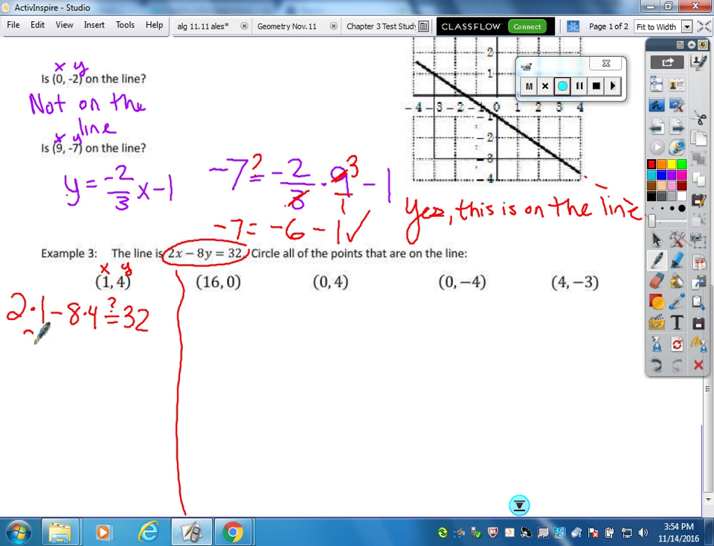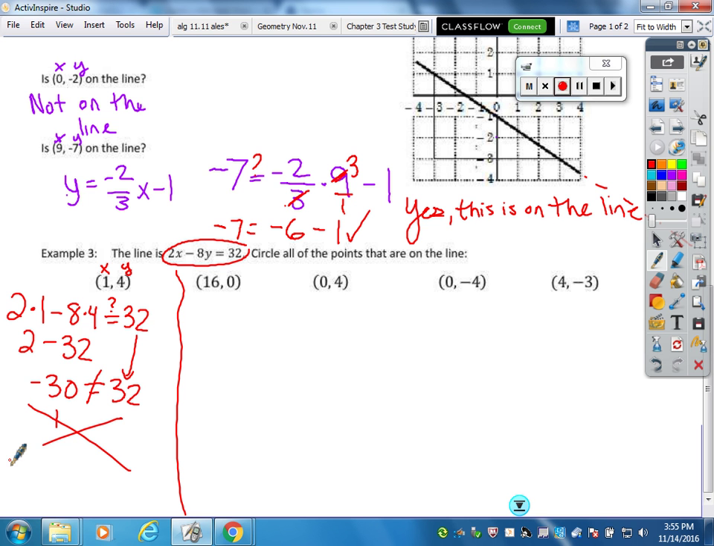So I get 2 times 1, which is 2, minus 8 times 4, which is 32. So I'm using PEMDAS here. Now I get to subtract, and I get negative 30. So does negative 30 equal 32? And you would tell me no. So that one is not on the line. So all you have to do is put a little x there.